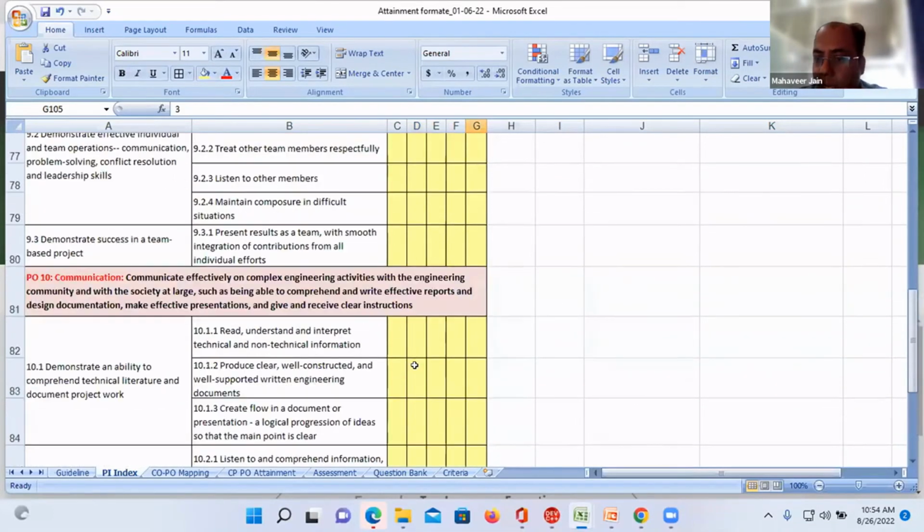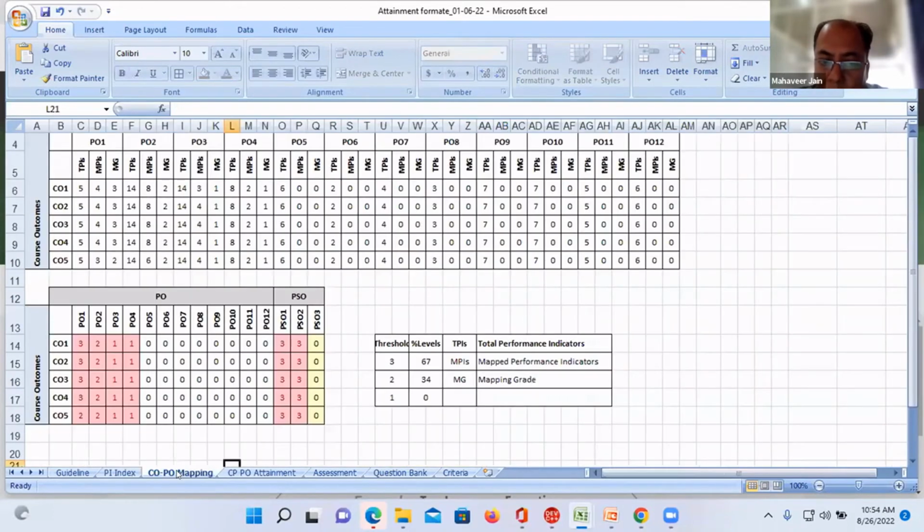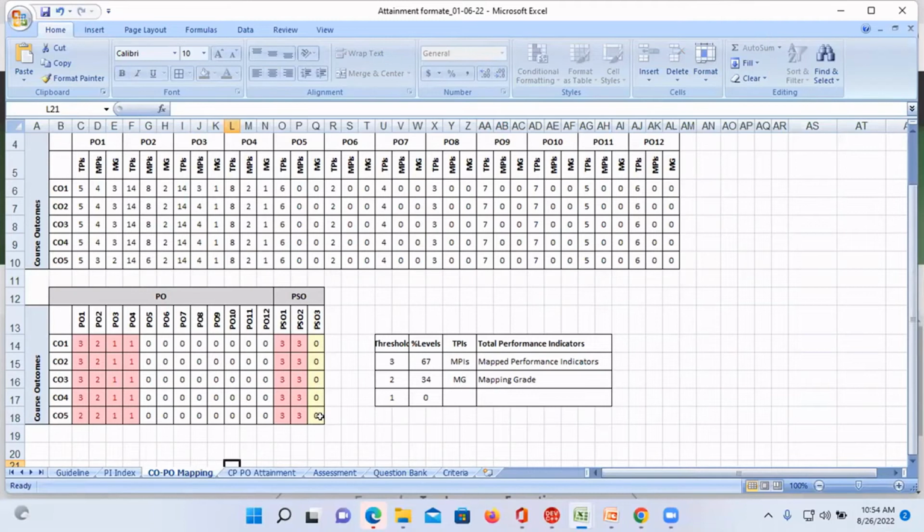Okay, so this is the single sheet in which you can easily map your course outcome with the program outcome and the program specific outcomes. You need to write the 1, whether it is mapped or not. When you complete this process, you will get this sheet. Now I am moving on to my map sheet. This is the sheet that you will get when you put your mapping in the previous sheet.